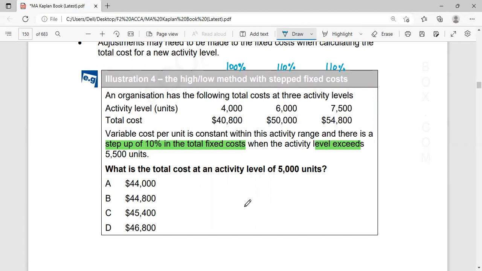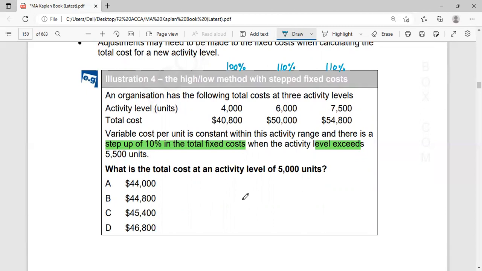It's 6,000 and 7,500. Exactly, 6,000 and 7,500, because in both these activity levels there is a step up element and the fixed cost is the same. We just have to look whether it is the same or not.